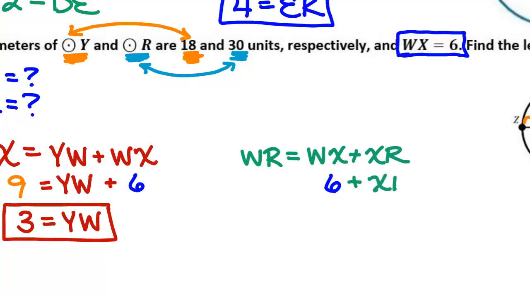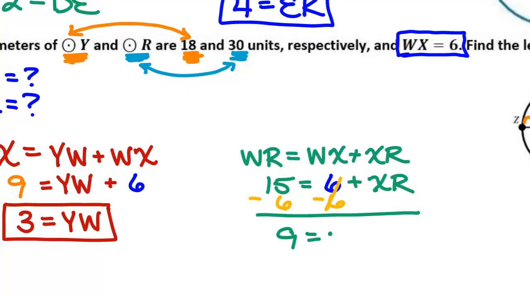XR is the thing we're supposed to be finding. We don't know that one yet. What do we know, though? WR. We know WR. WR is how big? 15. So what would I need to do to solve this now? 15 minus 6, which would be how much? 9. So XR is 9.